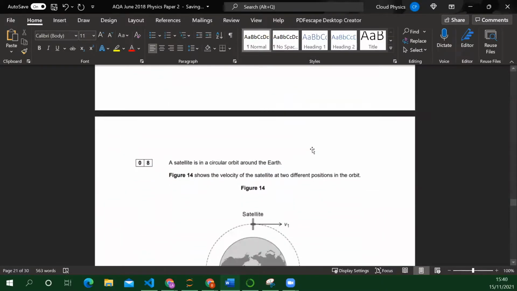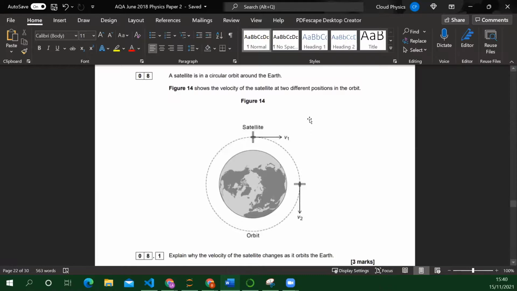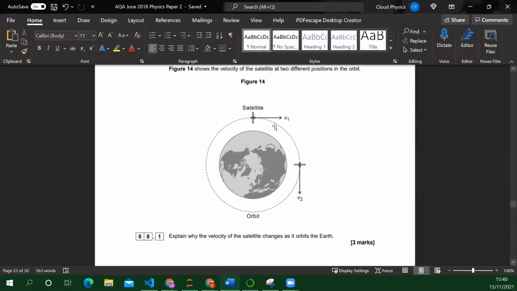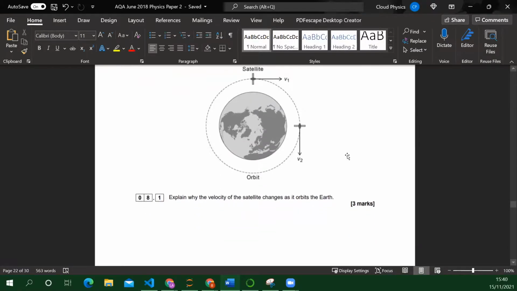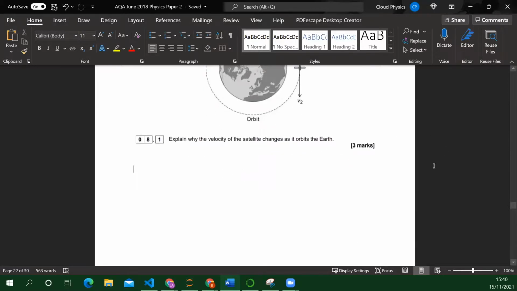Okay, so that's the end of transformers, so getting on to something completely different. A satellite is in a circular orbit around the Earth. Figure 14 shows the velocity of the satellite at 2 different positions in the orbit. It's orbiting the Earth, going round. Explain why the velocity of the satellite changes as it orbits the Earth. Okay, so the subtlety to do with orbits here, isn't it? First of all, velocity is not just magnitude of speed, is it? Velocity changes as the direction changes.